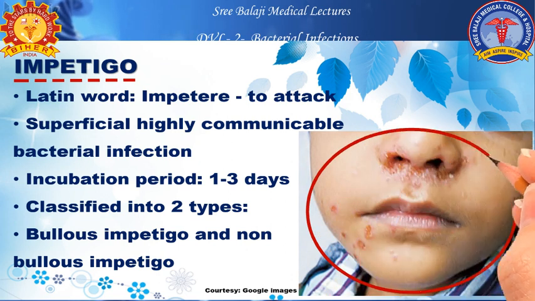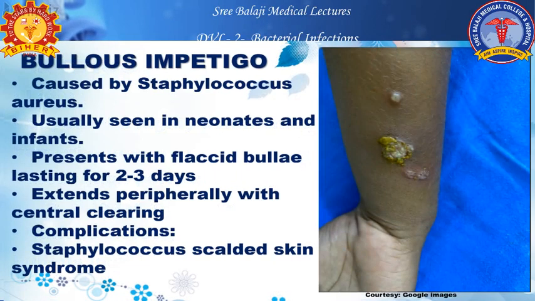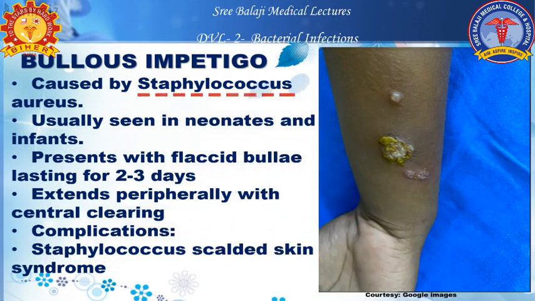On the right side, we have a classical picture of bullous impetigo. Bullous impetigo is caused exclusively by Staphylococcus aureus, especially by the toxin called exfoliatin. It is not due to direct invasion by the organism. Usually seen in neonates and infants, presenting with flaccid bulla lasting for 2 to 3 days, and there is peripheral extension always with central clearing. That's the clinical hallmark of bullous impetigo. This is the localized form; if the same process occurs in an extensive way, we call it staphylococcal scalded skin syndrome or Ritter's disease.